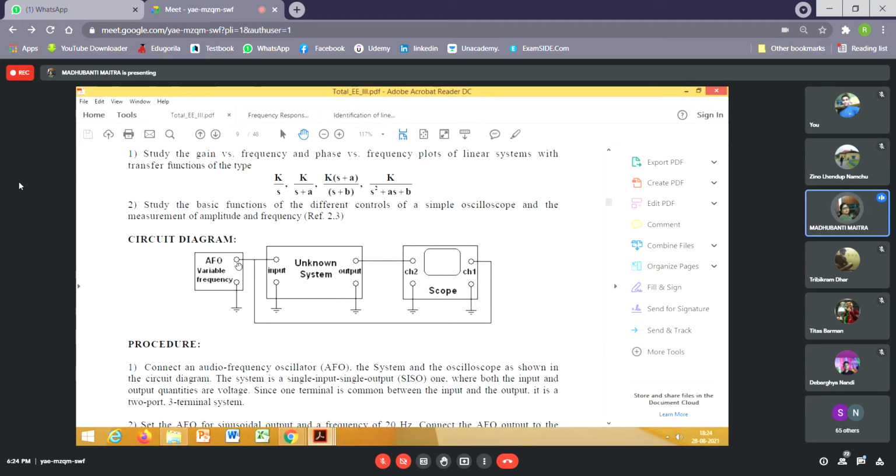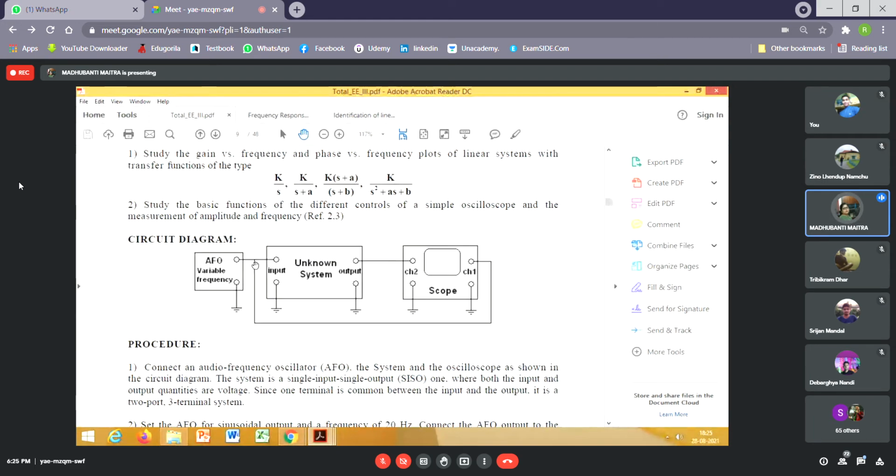So the sinusoidal signal that will be generated by the A4 will be the exciting signal or the input signal to this unknown system. This unknown system, can you follow the cursor? Yes, ma'am. This unknown system is one LTI system, linear time invariant system. So from A4, we'll take the sinusoidal signal and that will be the input to this particular unknown system, for which we'll have to find out the transfer function.